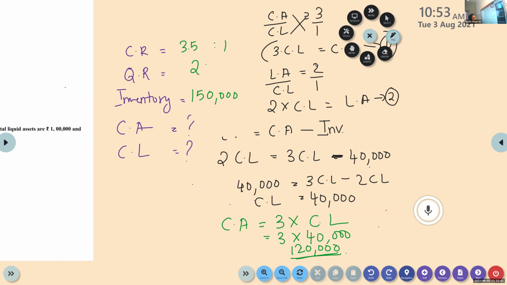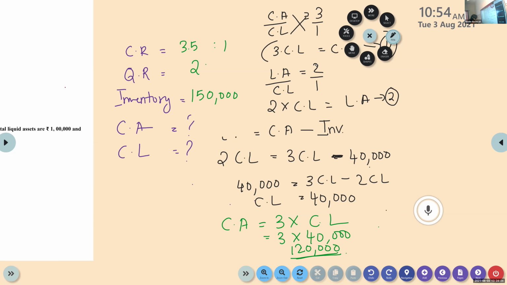So from this section, keep in mind two more equations, that is working capital is equal to current asset minus current liability. Then liquid asset is equal to current asset minus inventory. These are additional two equations that should be noted. Working capital is equal to current asset minus current liability. That is one. Then liquid asset is equal to current asset minus inventory.